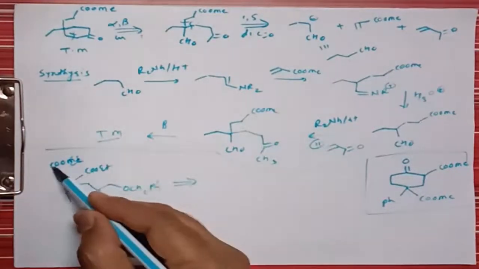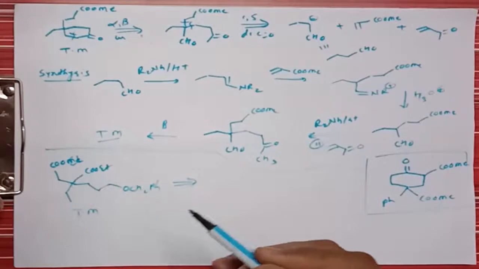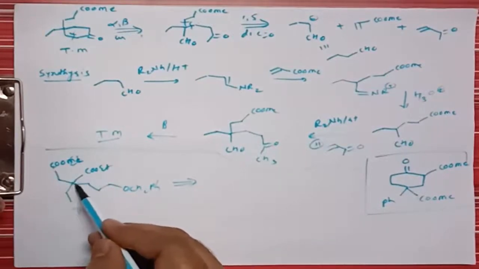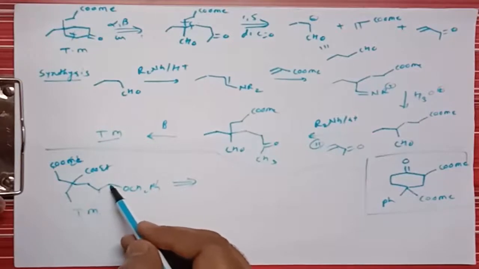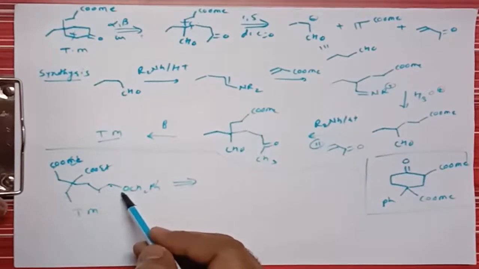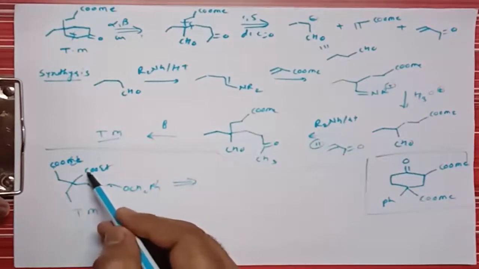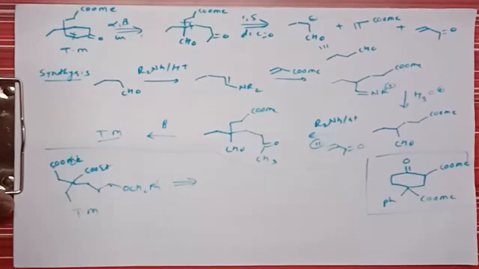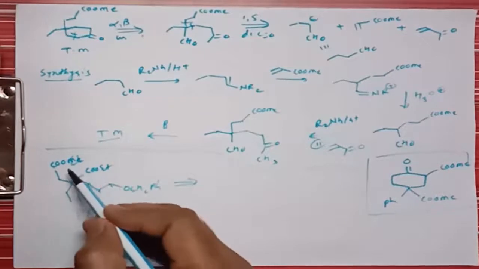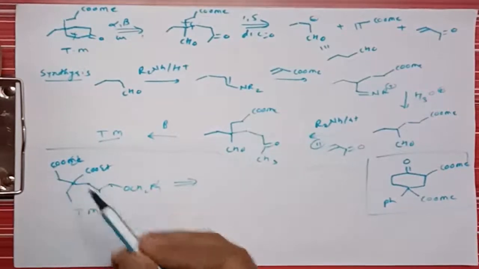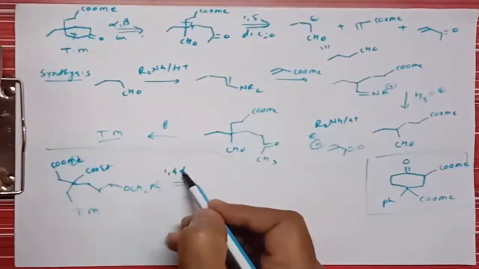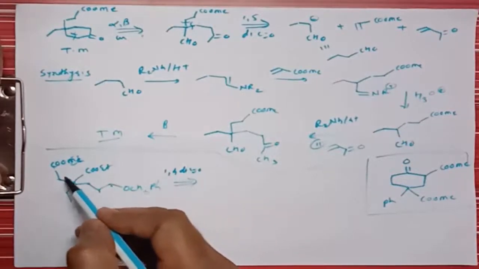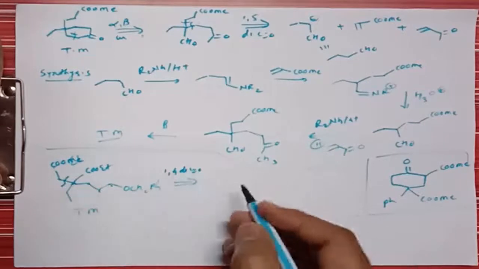You know that here is 1, 2, 3, 4, a 1,4 dicarbonyl compound, and if we see here 1, 2, 3, 4, 5, 6, a 1,6 dioxygenated pattern. Here is 1, 2, 3, 4, 5, a 1,5 dioxygenated pattern. So here we can take the 1,4 dicarbonyl compound, and if there is such a 1,4 dicarbonyl compound, we can break the bond C2-C3.